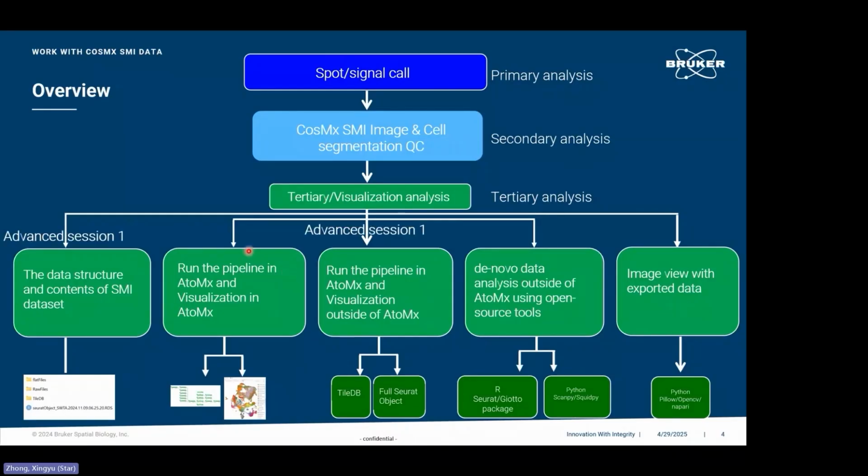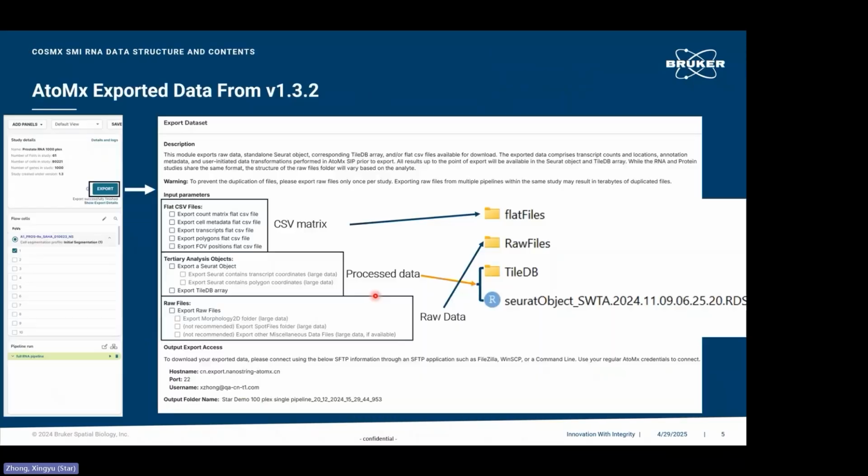So in this session, the major part we will cover is the data structure and the contents of the SMI dataset. And then we will spend a few minutes to cover running the pipeline in AtoMx and visualization out of AtoMx. So let's go to the first part, the SMI RNA data structure.